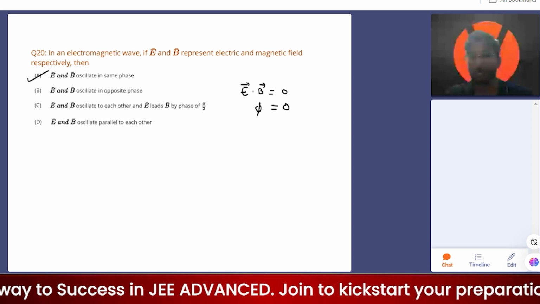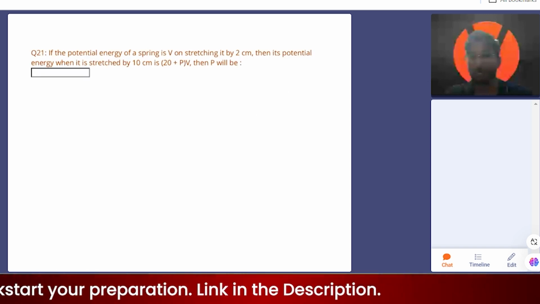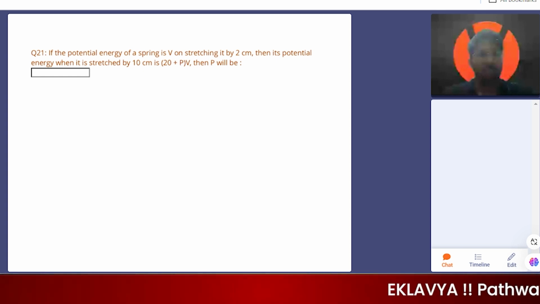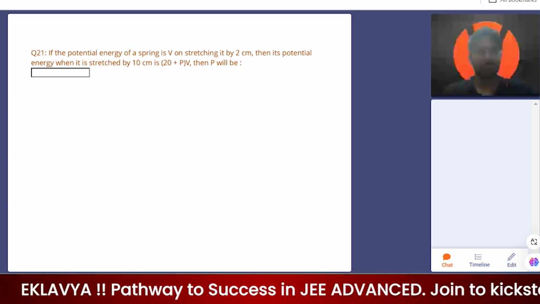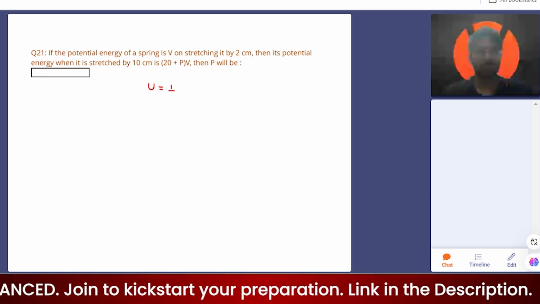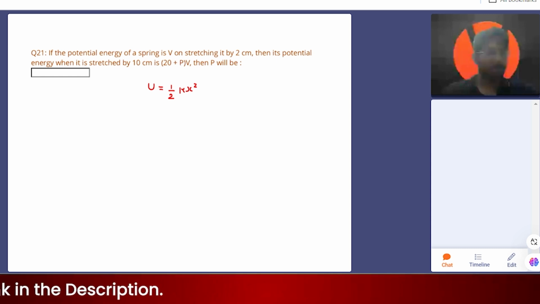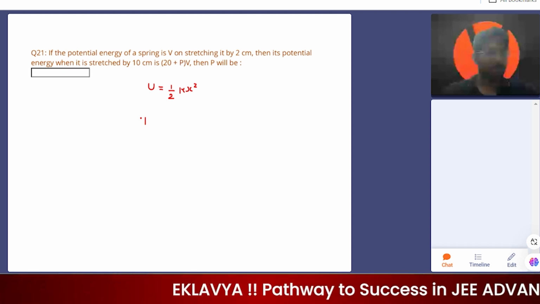Next, section B, question number 21. If potential energy of the spring is V on stretching it by 2 centimeters, then its energy when it is stretched by 10 centimeters is 20 plus P into V, then value of P is. Well, we know the potential energy equation of a spring is half Kx square, right? That means U is directly proportional to x square, the extension. So I will consider the new thing that is given already.